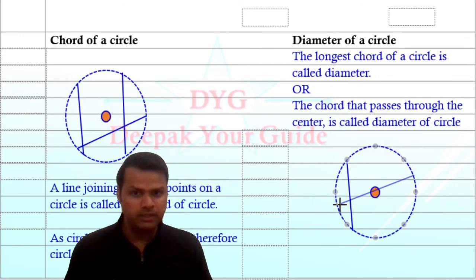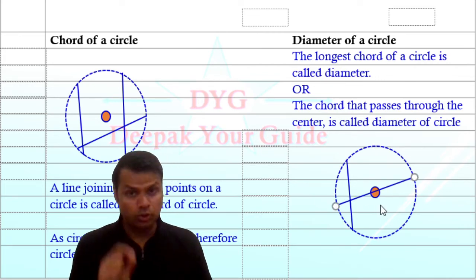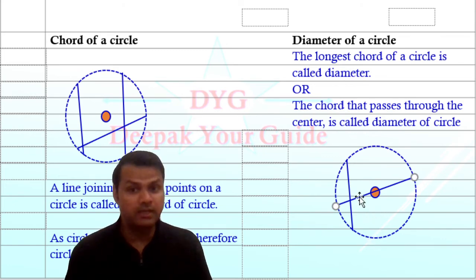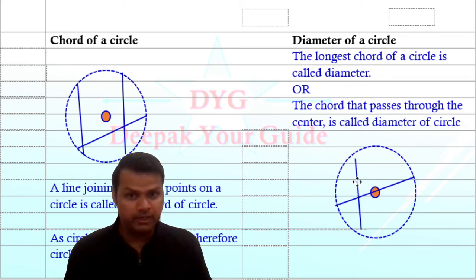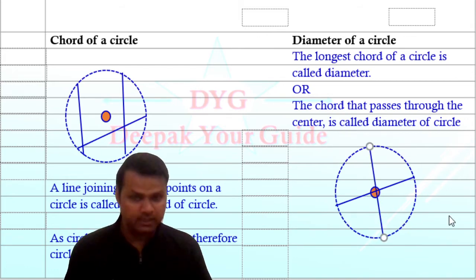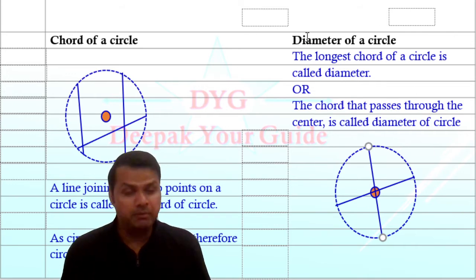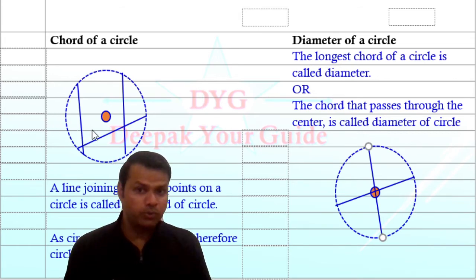So the moment this chord passes from the center, this is a chord also, but now it has got a special name and we call it a diameter. Similarly, if I move like this and I'll extend it to make sure that it joins 2 points. So the moment this chord passes from the center, it gets a new name and the name is the diameter of a circle. And this is the longest chord. You can visualize, I think, why longest chord.